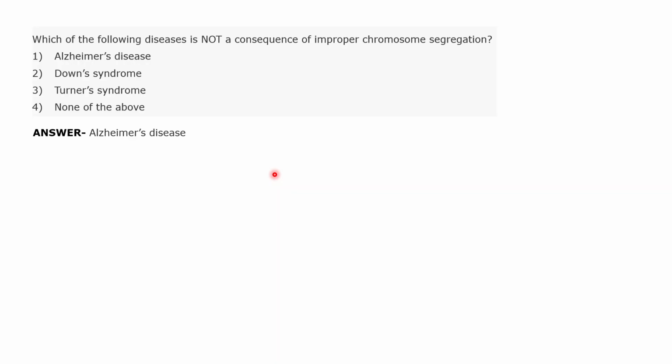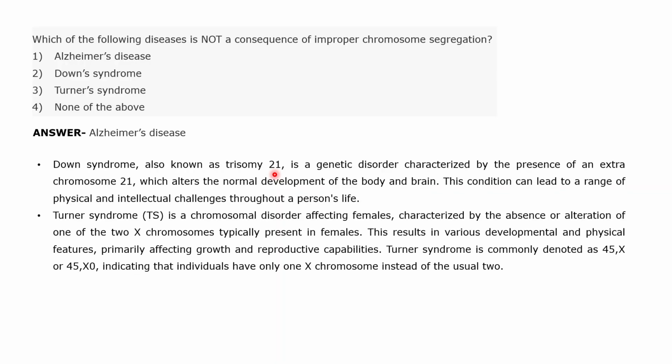Okay, so this is a simple question, right? The answer to this question is option number 1, Alzheimer's disease. The other two are Down syndrome, which we have discussed before. It is because of the trisomy of chromosome number 21. Non-disjunction of chromosome takes place, leading to an extra copy of chromosome number 21 present within the haploid cell there, right?